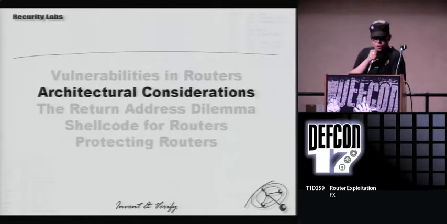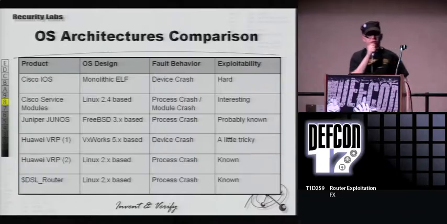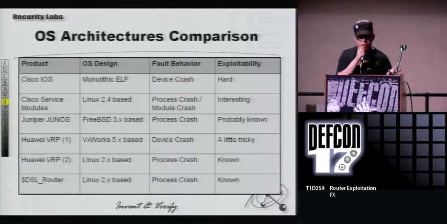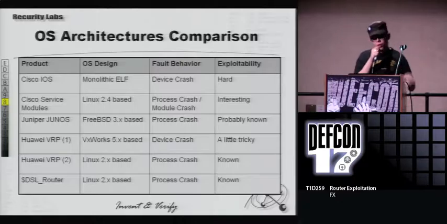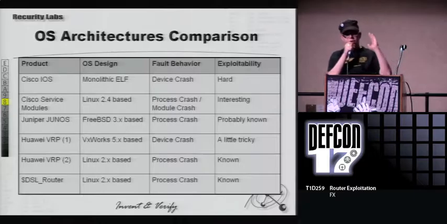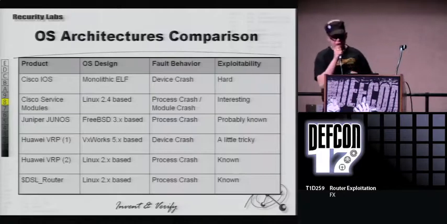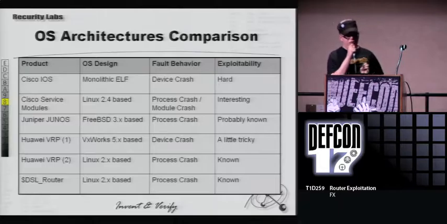So what makes it so hard? If you compare the architectures of a couple of router vendors, Cisco IOS actually is a monolithic ELF file. It's like the biggest Hello World program you've ever seen. Because it has no internal protections, and we are going into the details later, the default behavior if something goes wrong is device crash. Now, people realize when the porn stops. So it's a really, really bad property of that platform. This actually makes it so hard.